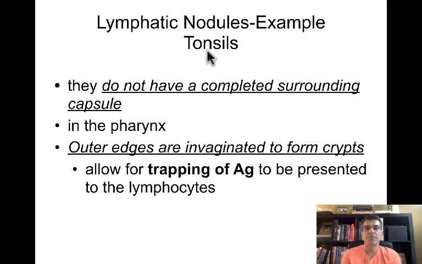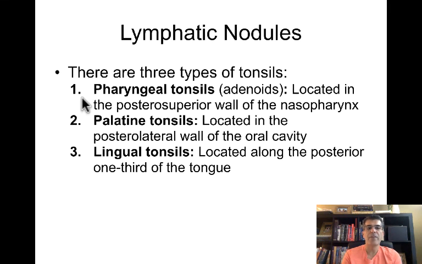A tonsil is an example of lymph nodule, just like MALT is an example of lymph nodule. Tonsil has some capsule, but it is not a complete capsule. So it's somewhere between an organ and nodule. Because remember, nodule doesn't have a capsule, an organ has a capsule. Tonsil has incomplete capsule. Where do you find tonsil? We find tonsil in the pharynx. Remember, we have three different types of tonsils: pharyngeal tonsil, palatine tonsil, and lingual tonsil.